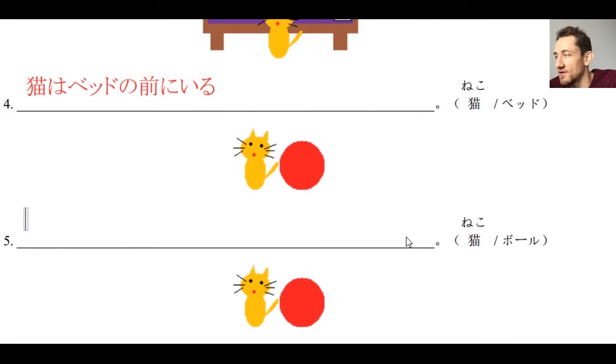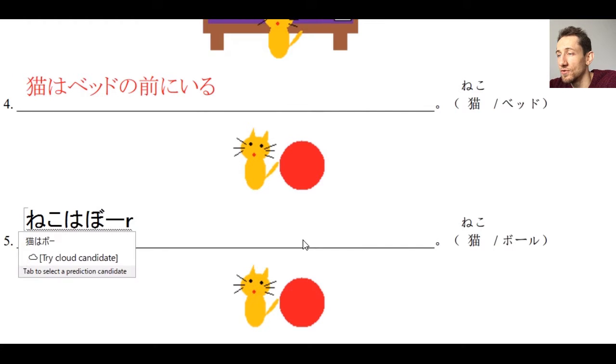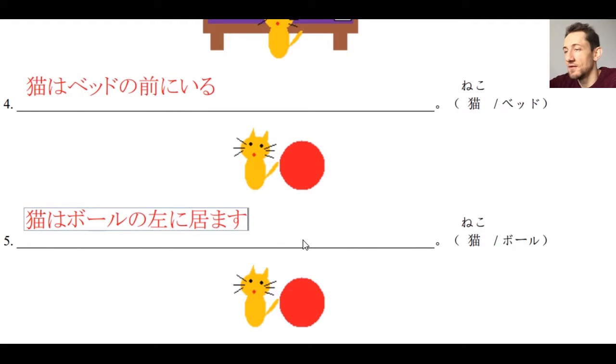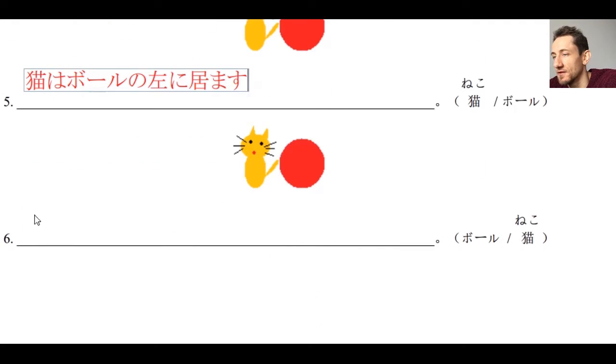Number 5, neko and boru. So the cat is to the left of the ball. Left is of course hidari. So 猫はボールの左にいます. Number 6, again, ボール and 猫.